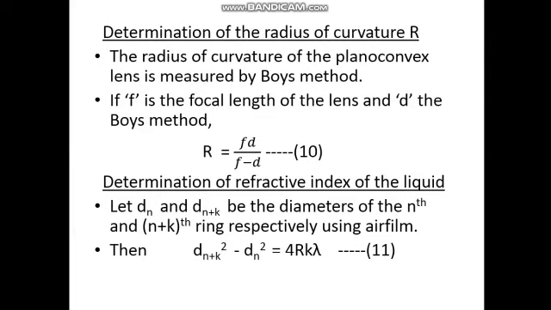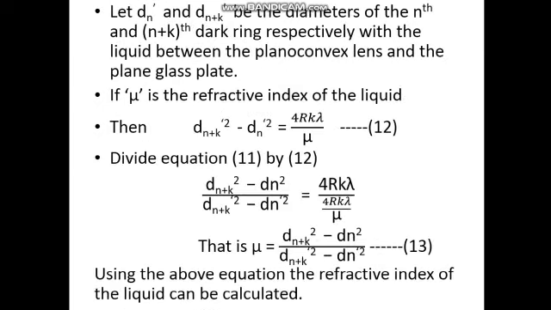Next aim is to calculate the refractive index of a given liquid. Let dn and dn plus k be the diameters of the nth and (n plus k)th ring respectively using air film. Then dn plus k square minus dn square is equal to 4Rk lambda. And let dn dash and dn plus k dash be the diameters of the nth and (n plus k)th dark rings respectively with the liquid between the plano convex lens and the plane glass plate. If mu is the refractive index of the liquid, then dn plus k dash square minus dn dash square is equal to 4Rk lambda by mu.